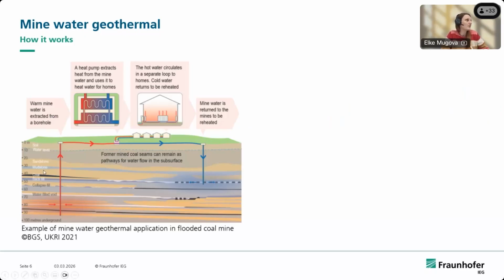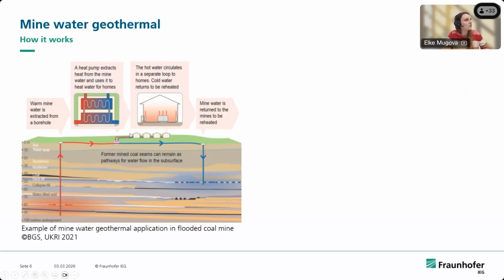Here is a little bit more detailed figure of how mine water geothermal works in general. So I already said we can extract the water, for example, via borehole, and then it's very important we don't use the mine water to heat the buildings. We always use heat exchangers, and this can be plate heat exchangers or pipe heat exchangers. Different options are possible. And then usually the water is not as hot to use it directly afterwards. So we need heat pumps to heat the water up to, well, depends, 60, 90 degrees Celsius.